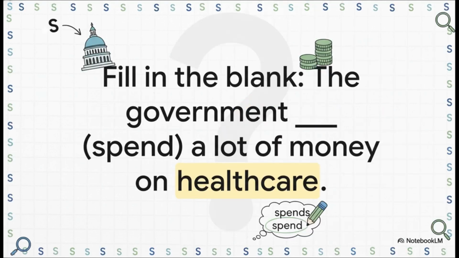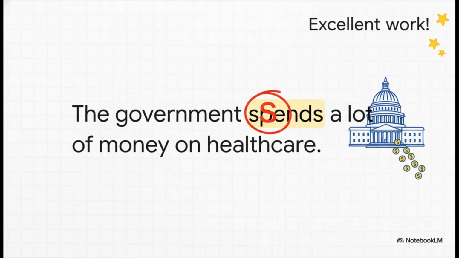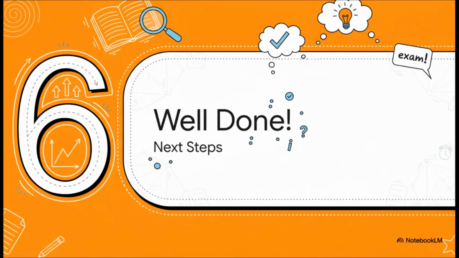Okay, on to the next one. The government spend a lot of money on healthcare. The subject is the government. Now, think about that important S rule. What's the correct form of the verb? The answer is spends. The government spends. Why? Because the government is a single thing. It's an it. So the verb needs that S. Excellent work. And you made it to the end.